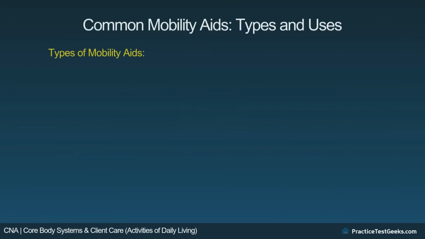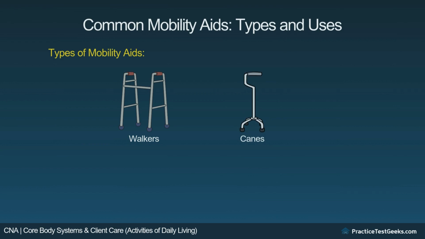Types of mobility aids. Walkers provide maximum support and stability, particularly for patients who need assistance standing or walking. Commonly used by elderly or post-surgery patients. Canes provide support for patients who need balance assistance, best for patients who have mild weakness or joint pain. Types of canes: standard cane, quad cane, four legs, and offset cane.